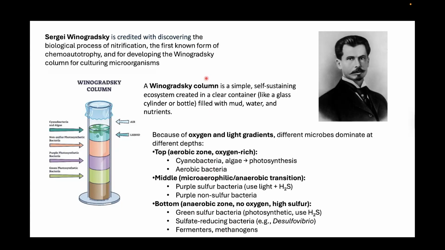So what did Vinogradsky do? Vinogradsky took mud, water and nutrients in a jar and covered it with a plastic wrap and kept it for months and allowed the microbes to grow. So microbes separated on the basis of oxygen and light gradients, showing us this distribution, the top zone, middle and the bottom zone.